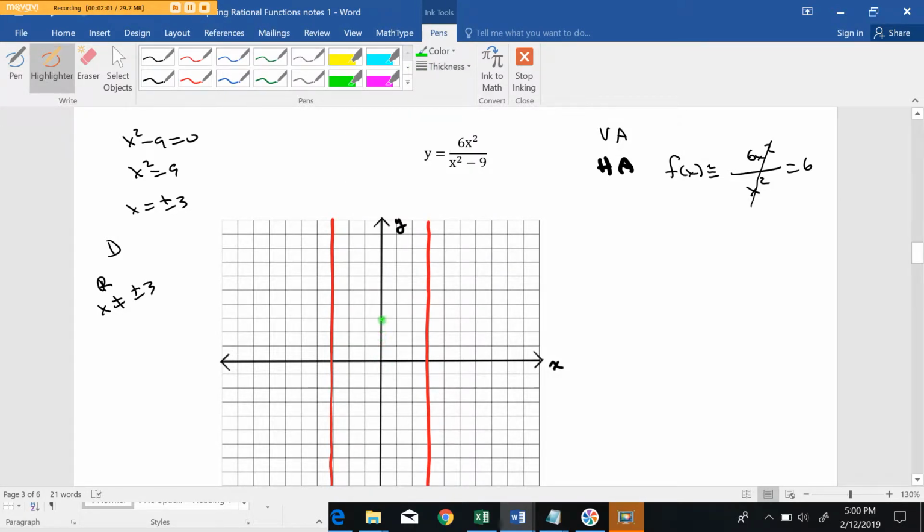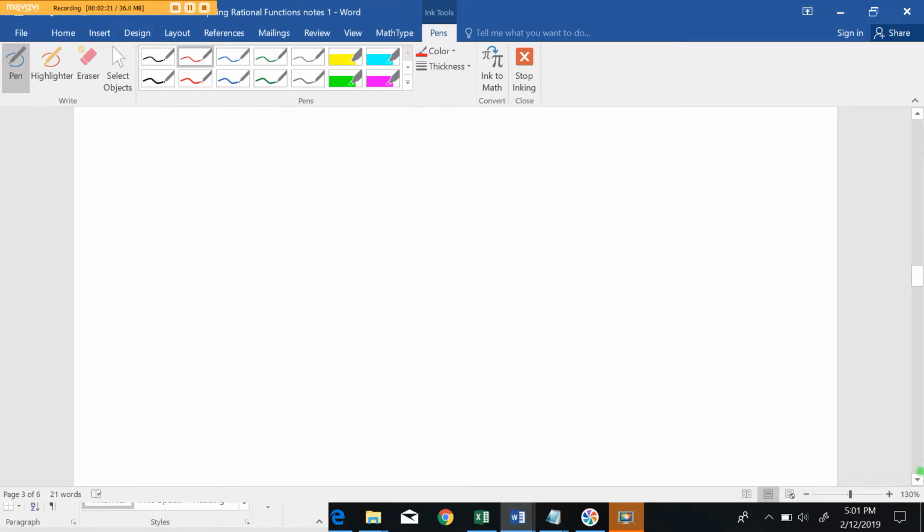So 1, 2, 3, 4, 5, 6. Sketch this in. And we'll go ahead and use a little bit thicker colors. Okay, so there we go. There's our asymptotes.